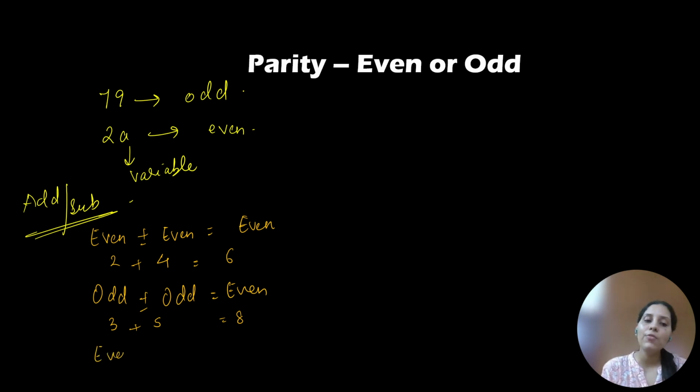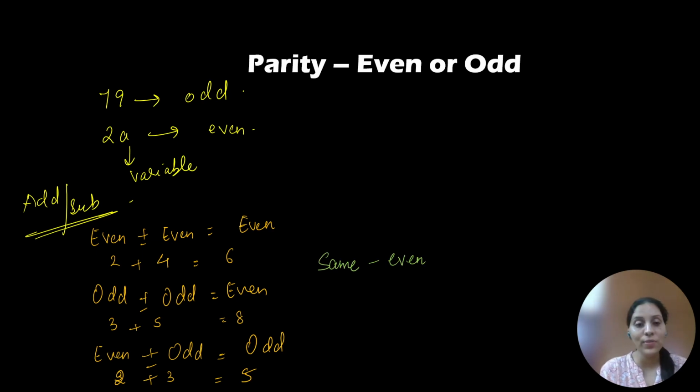But if I have one even and one odd, the result is always odd. 2 is even, plus 3 is odd. See, I get an odd number. So what do we understand from this? We understand that same parity gives an even result. Same parity as in either both the numbers are even or both the numbers are odd. The result is always even.